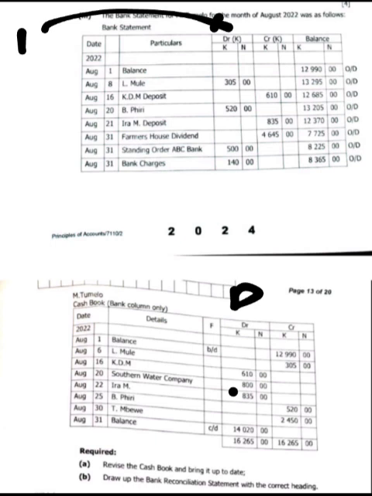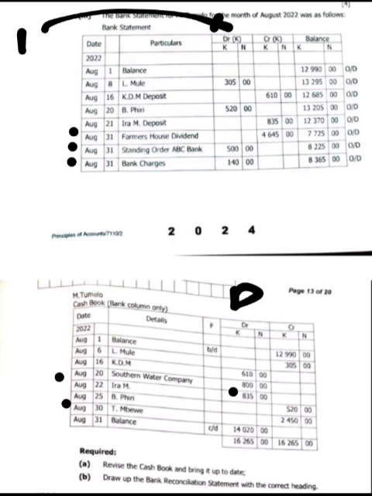Then we have identified our first transaction on August 20th. We have 800, which was the deposit made, but it was not showing in the bank statement. So we have put a dot on August 20th. Then you have Iran, also have Iran. Then you have BP, we also have BP. Then on 30th August, we had the Timbeo. Here we don't have Timbeo. Then on 31st August, we had the Farmers House dividend, the standing order, and the bank charges. We discussed that these three transactions do not enter into the cash book.